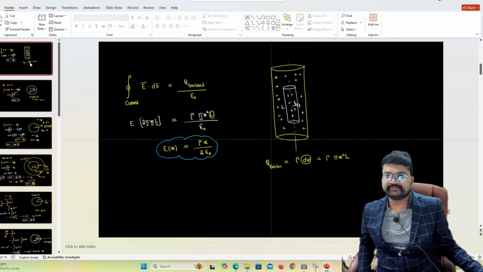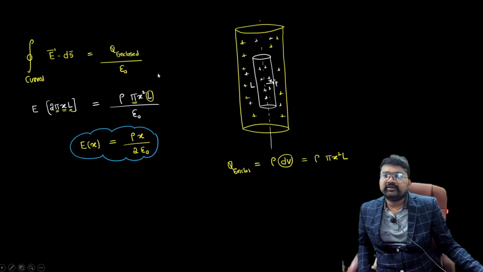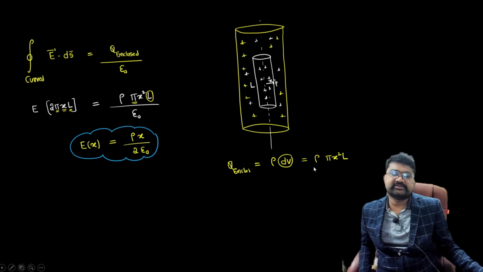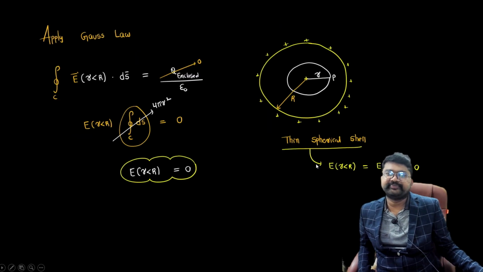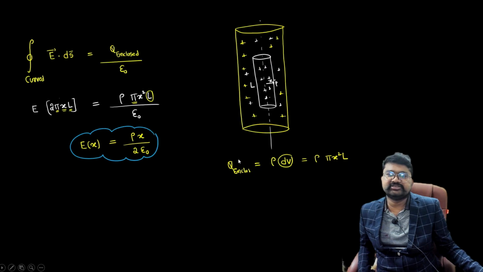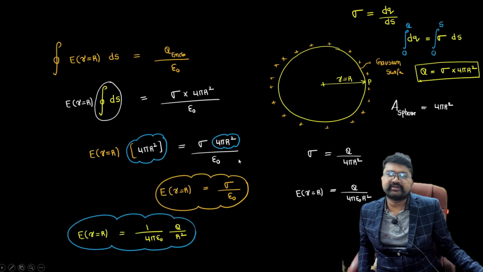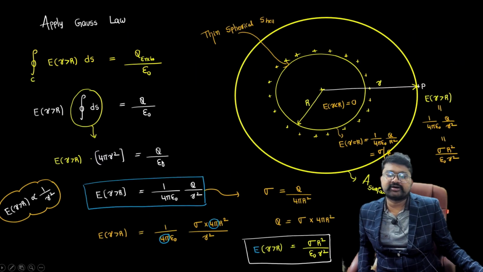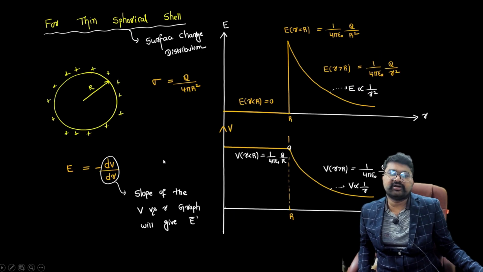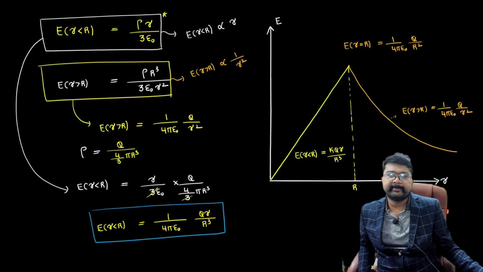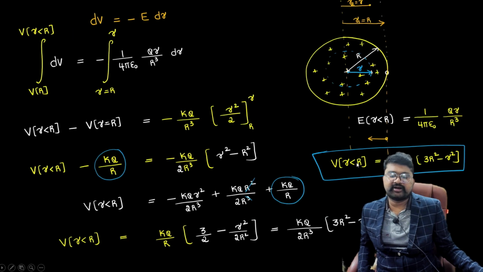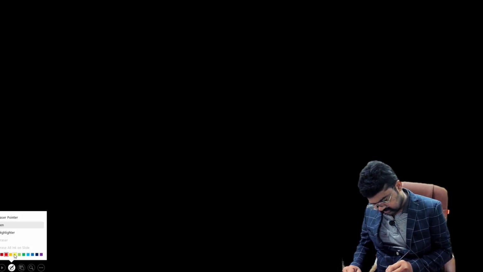From the beginning, just observe. Q enclosed like this we have taken. Inside, E of r for r less than R, with ds, Q enclosed inside is 0. After that we discussed this part, Q by 4 pi epsilon naught r square. Inside and outside, all cases are covered. E of r, this part is E of r for r less than R. Now if you are interested you can draw the graph.